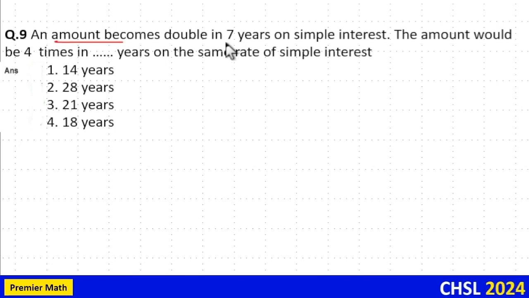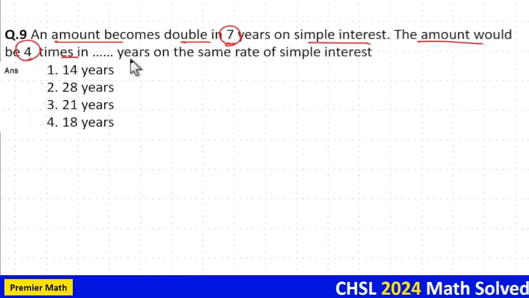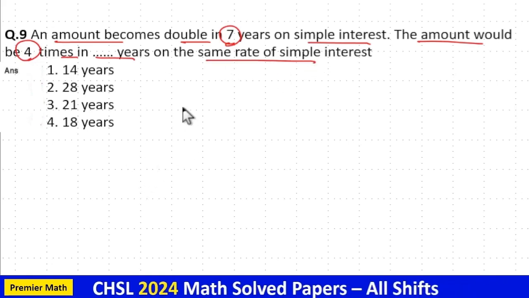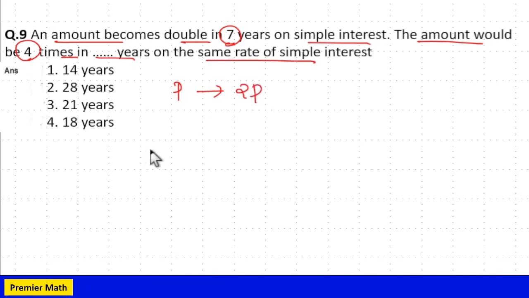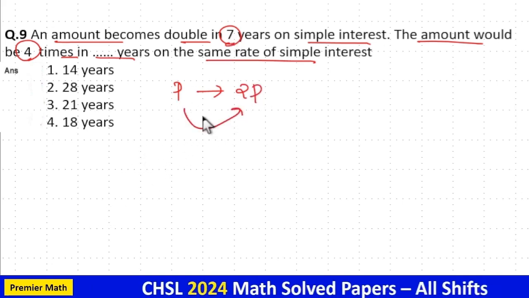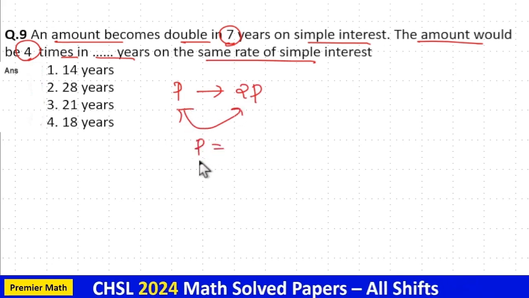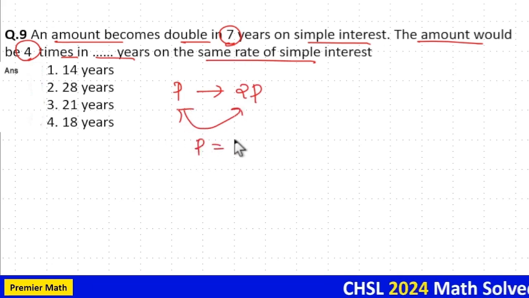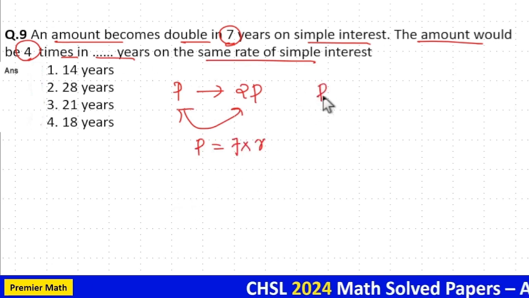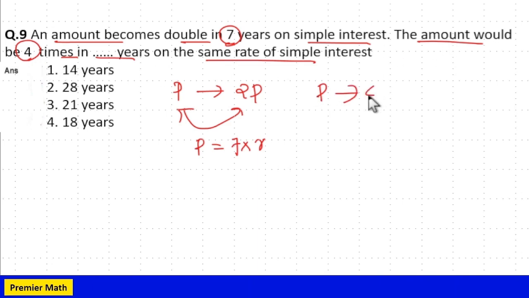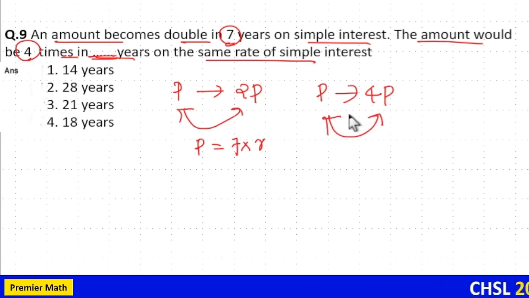An amount becomes double in 7 years on simple interest. The amount would be 4 times in dash years on the same rate of simple interest. Here consider the amount as P. Now this amount will become 2 times the amount in 7 years. Now the difference generated is the simple interest. So simple interest here is equal to 2P minus P, P. Now this simple interest is generated in 7 years at R% rate, and the same sum will become 4 times the sum in certain years. So P becomes 4P in certain years.